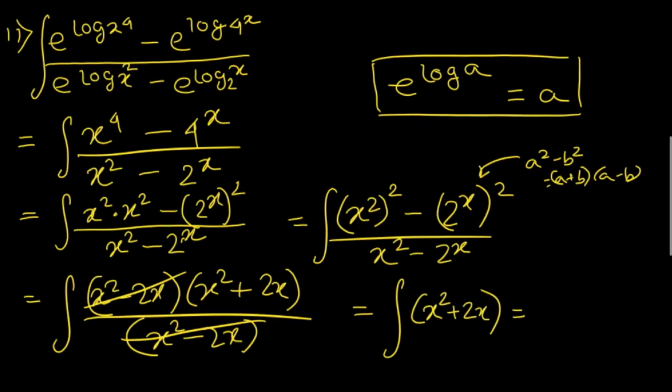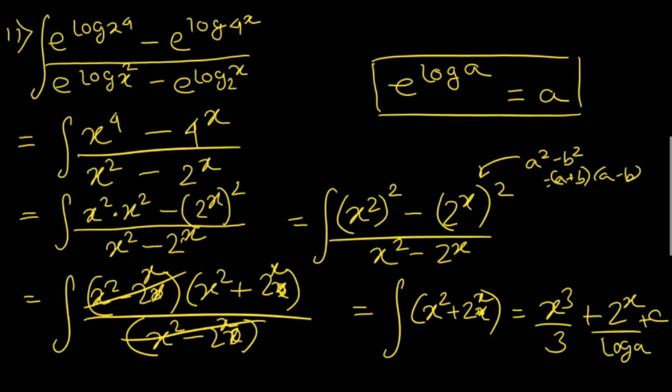So what does it result in? As we have already done in the previous sums, integration of x square gives x cubed by 3 plus, sorry, it is not 2x, it is 2 to the power x. So 2 to the power x gives 2 to the power x by log 2, and obviously plus the constant term. So this is the answer.